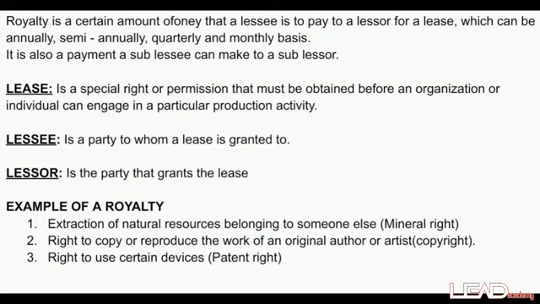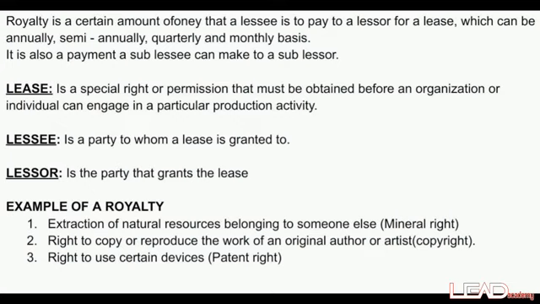Royalty is an amount that a lessee pays to a lessor for a lease. Now, what's a lease? A lease is a special right or permission that must be granted to a lessee by a lessor in order for him to engage in a particular production activity. That's what a lease is all about. So this royalty is the amount that the lessee pays the lessor for the lease that is taken, or for the rights or permission that he needs before he can go into any production activity.